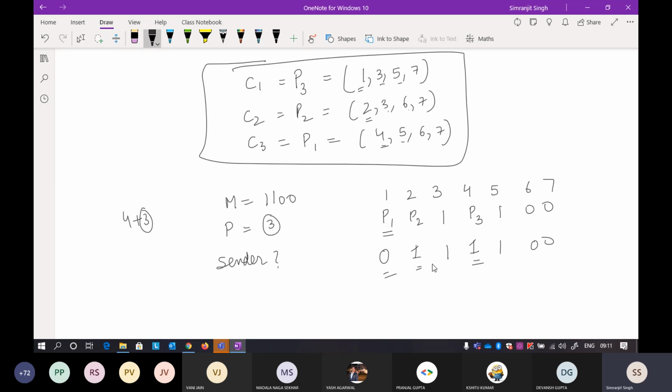I think Kundan also got the right answer: 1 2 3 4. There are 4 ones and 2 zeros. Absolutely correct.